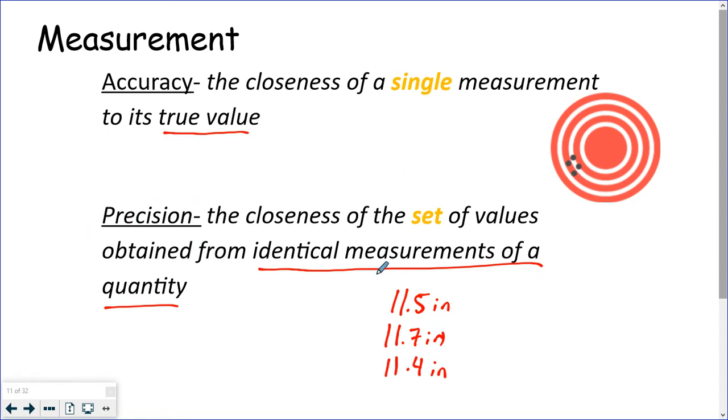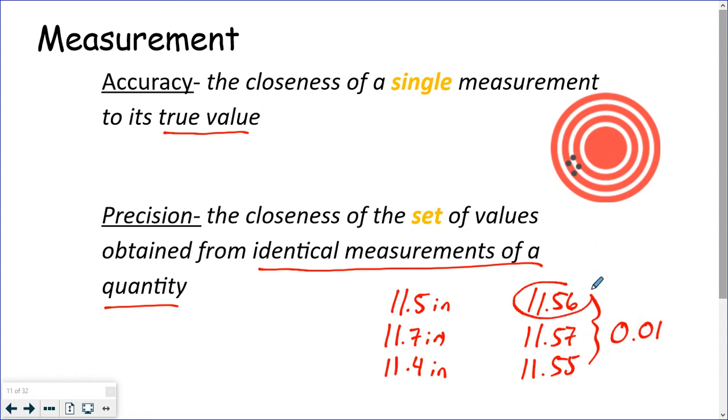Devices that have high precision, if you take multiple measurements, you might get something like this: 11.56 on the first one, and then 11.57 and 11.55. And these measurements are really close to each other. They're all within 0.01 inches from our middle number, 11.56. This is a high precision device, and this would be a low precision device. And so that's what that little definition means.